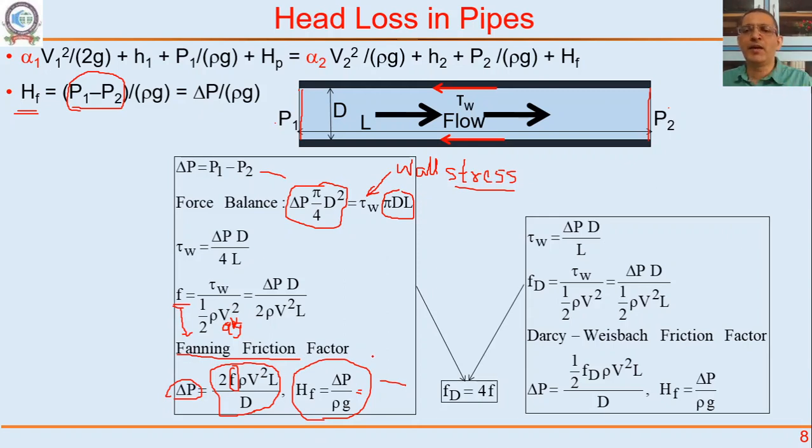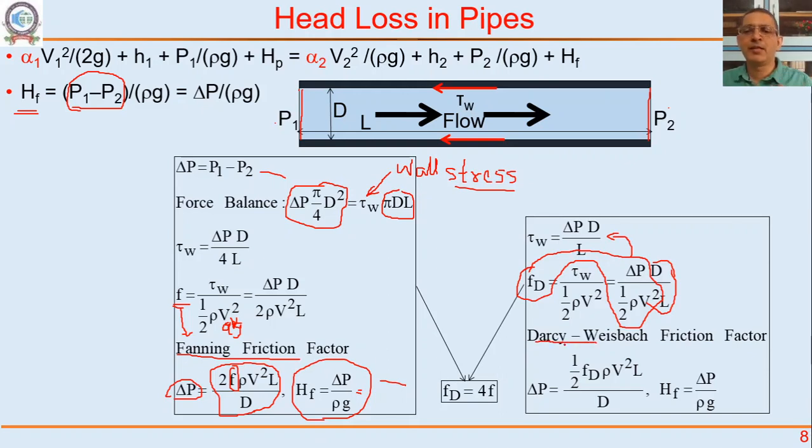Some other people define friction factor slightly differently. They defined it using this expression. Fd, another kind of friction factor, would be delta P divided by half rho V square multiplied by d by L. And then you can rearrange from here. This will give you that tau W is delta P d by L. Okay. This friction factor is called as Darcy friction factor.